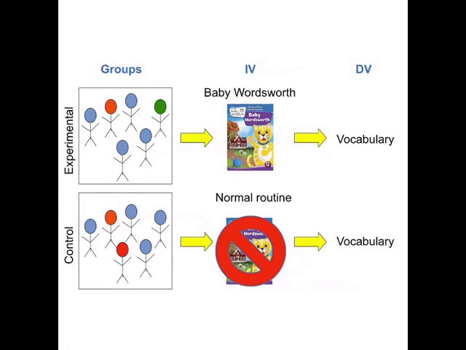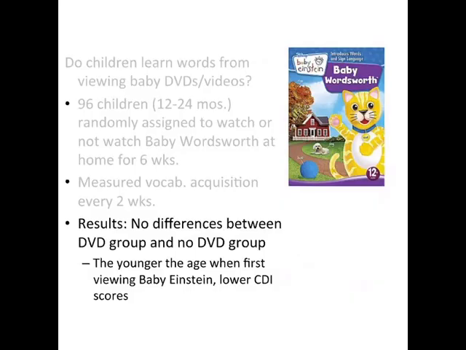So we have random assignment into an experimental or control group. Our independent variable is watching Baby Wordsworth or not watching Baby Wordsworth. There are 2 levels. And then our dependent variable is vocabulary, a measure of vocabulary. Having a control group allows us to be pretty confident that if we find any increase in vocabulary, it's due to watching Baby Wordsworth DVDs. What were the results of the study? The researchers found that there was no difference between the DVD group and the no DVD group.